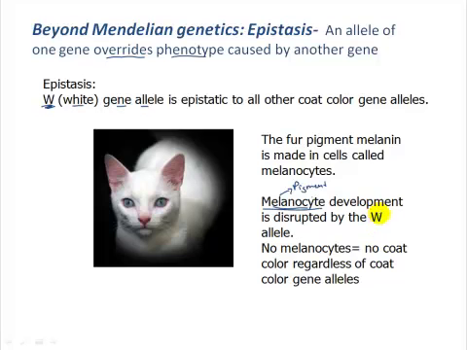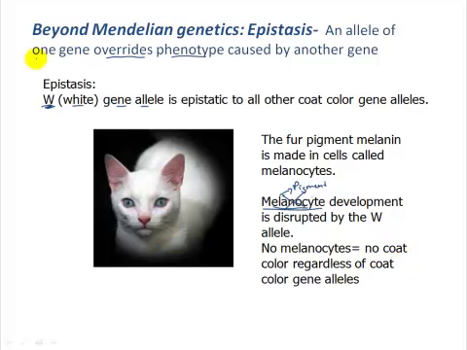In other words, having this dominant W allele knocks out the melanocytes in the body. So they never get produced at all. If you don't have the cells that produce the pigment, obviously you're not going to have any pigment present. No melanocytes, no coat color, regardless of whether those cells would have been producing the black or orange, dilute or not dilute pigment colors, right? So this is epistasis.